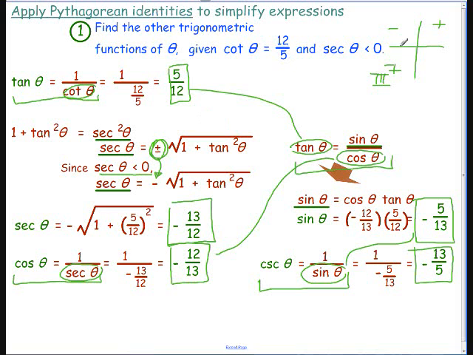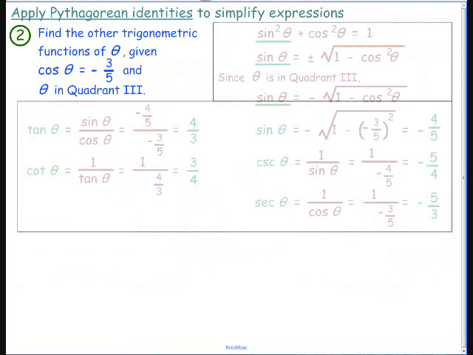Figure out my sixth one. So I was given 1. I knew which quadrant I was in. That helps. And then I could figure out the other 5. I had to use the Pythagorean identity to do so. We can do more of these.